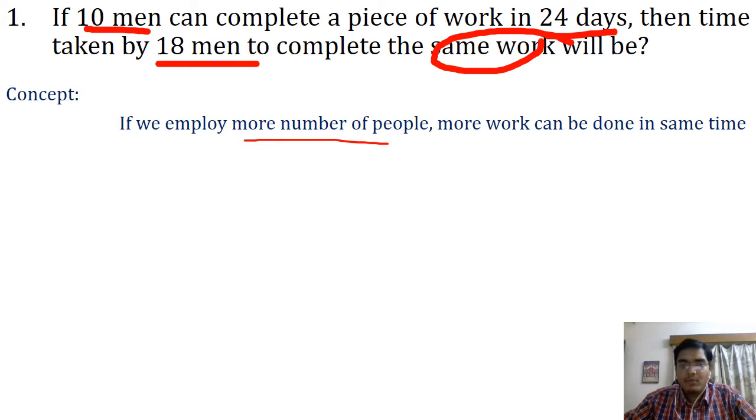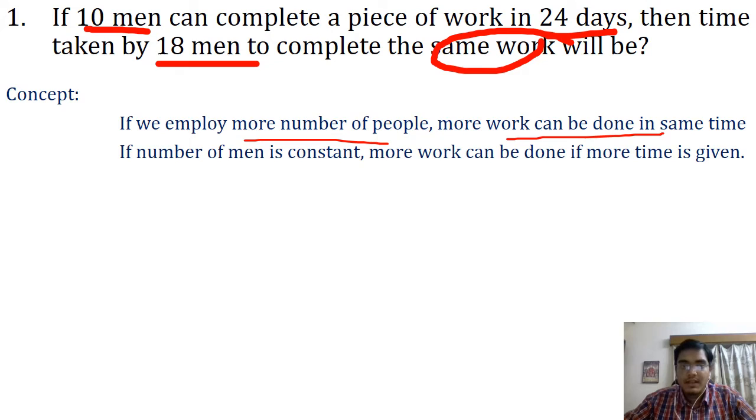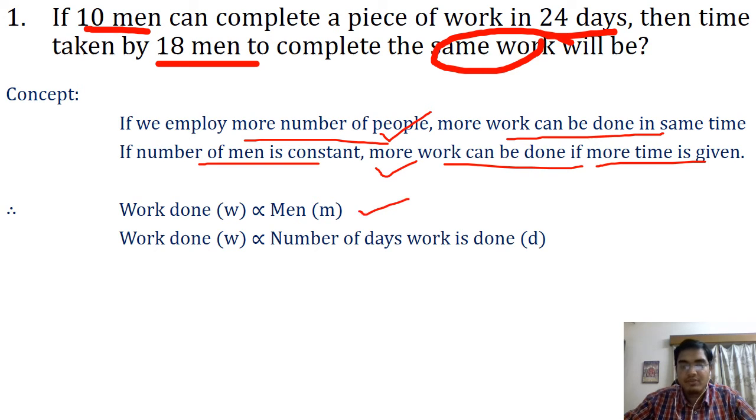As we know, if we employ more number of people, more work can be done in the same time. You have 24 hours to do a work, you employ 5 people, you can do 5 times the work that was being done when only one person was involved. Again, if the number of men is constant, in more amount of time, more work can be done. So from these two statements, work done is directly proportional to the number of men employed when time is constant. Similarly, work done is directly proportional to the number of days in which the work is done when the number of men is constant.